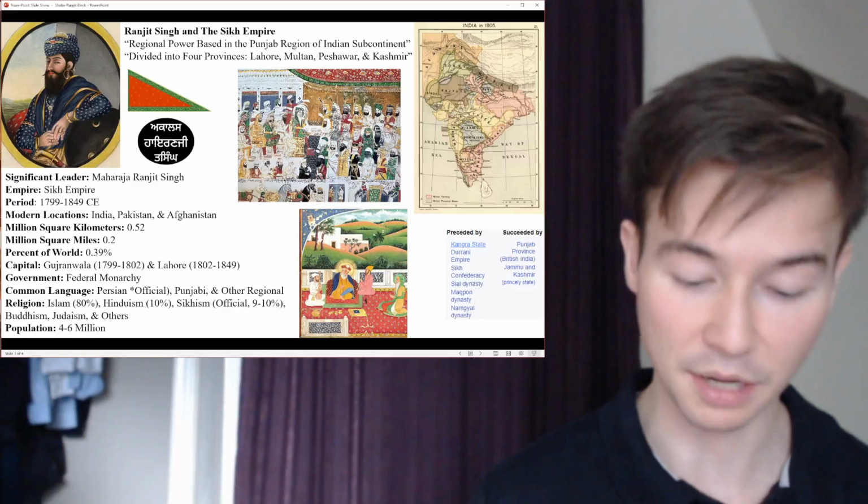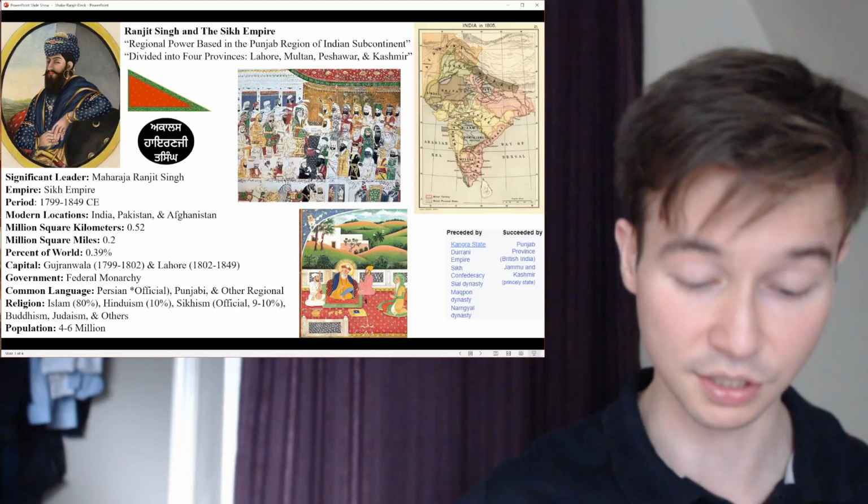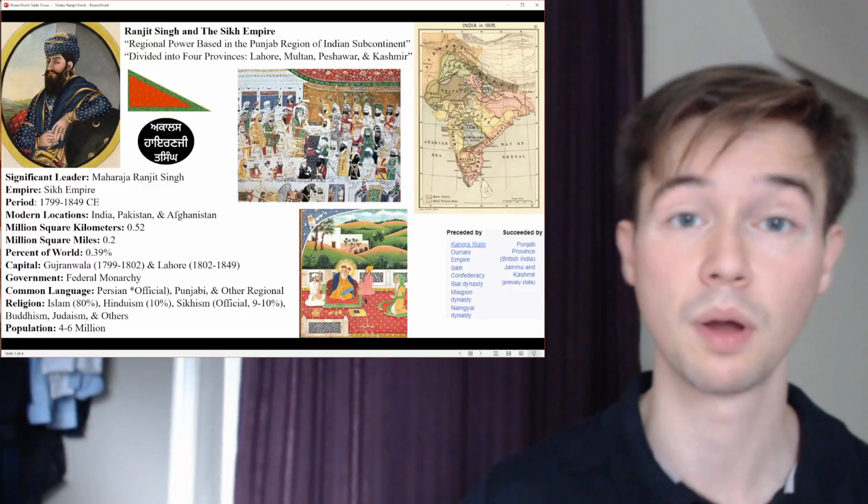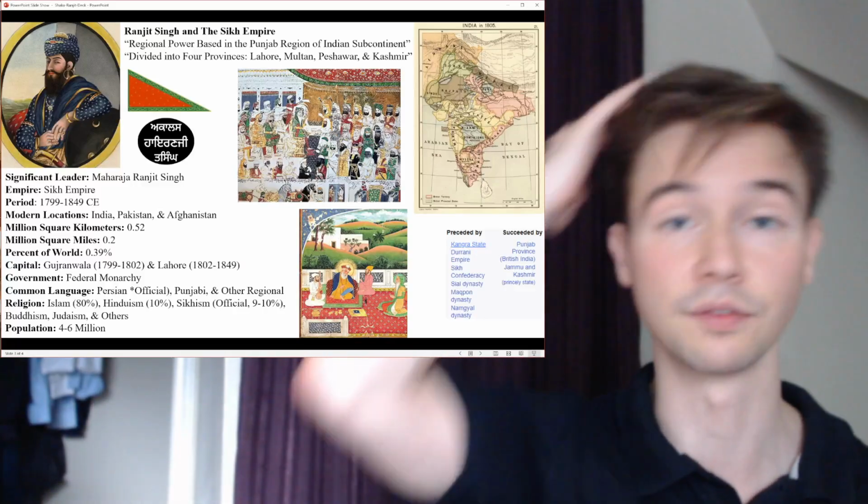It was the last major region in the Indian subcontinent to be annexed by the British Empire as well, partly due to its relative northern location.